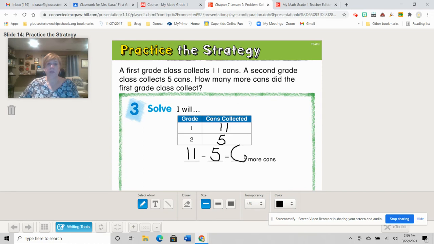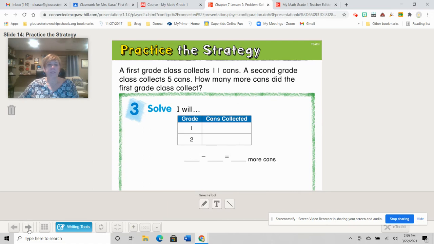Second grade, or I should say first grade, collected 6 more cans than second grade. I almost said second grade collected 6 fewer cans, which is the same math problem, but that's not the answer they wanted us to give. They want to know how many more cans did first grade collect, and they collected 6 more, okay? We'll continue working on this, all right? Sometimes I think all the words make it sound more confusing. All right, now let's see. There they go.